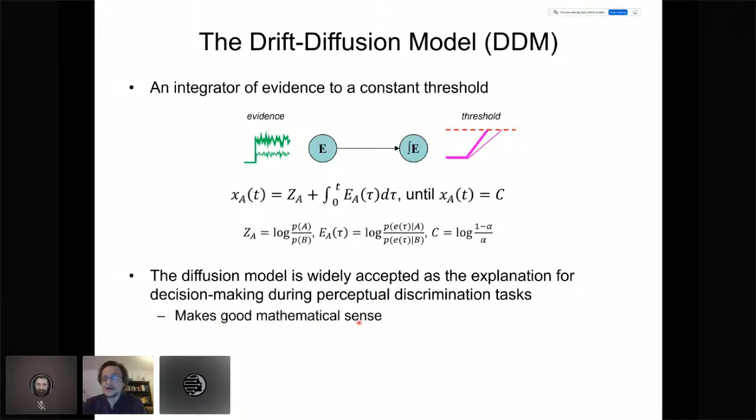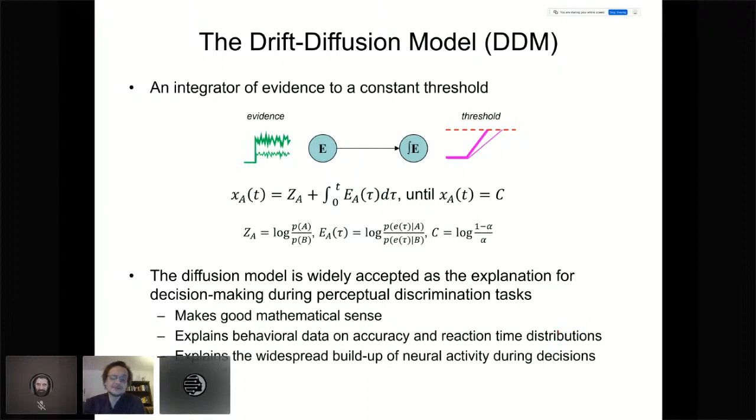It makes good mathematical sense. It's similar to that statistical test. It explains behavioral data on accuracy and reaction time distributions quite well. And it explains the widespread observation of buildup of neural activity during a variety of decision-making tasks. Now, I could stop here. This presents the fundamental consensus in the field.